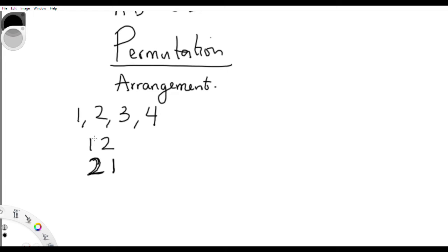If you're dealing with this using combination, 1 and 2 is the same as 2 and 1. But for permutation, they are not the same. 12 is different from 21. It's just like having 12 million in an account and 21 million. There's a gap in between them. So that's just by the way.